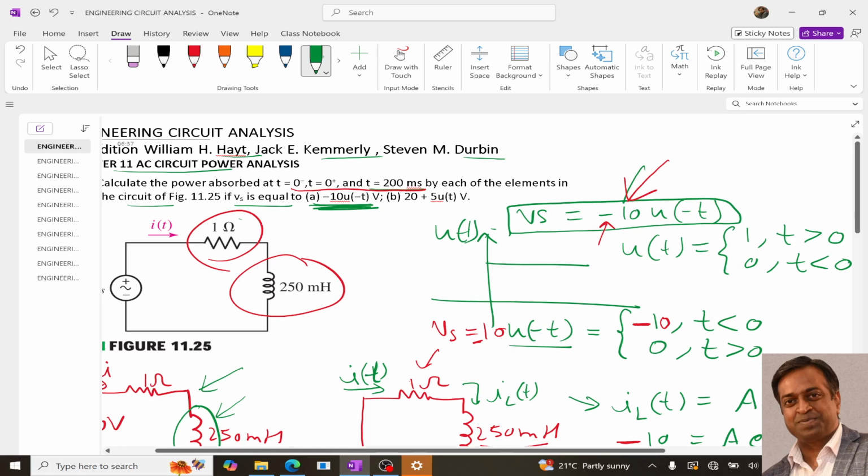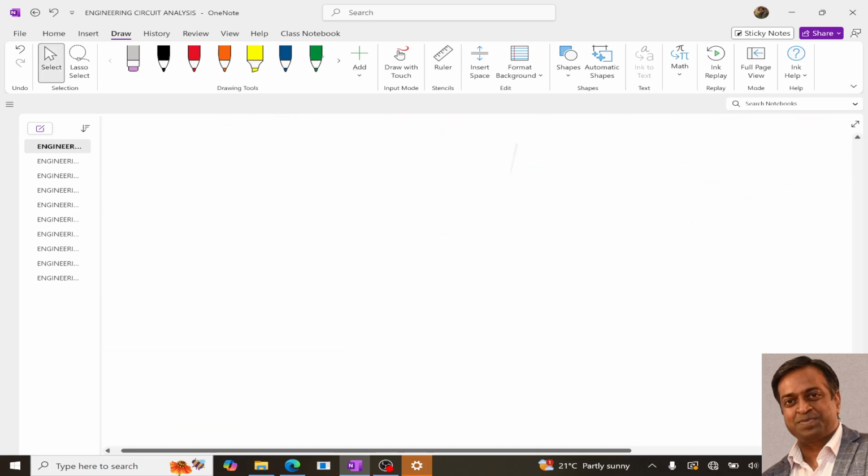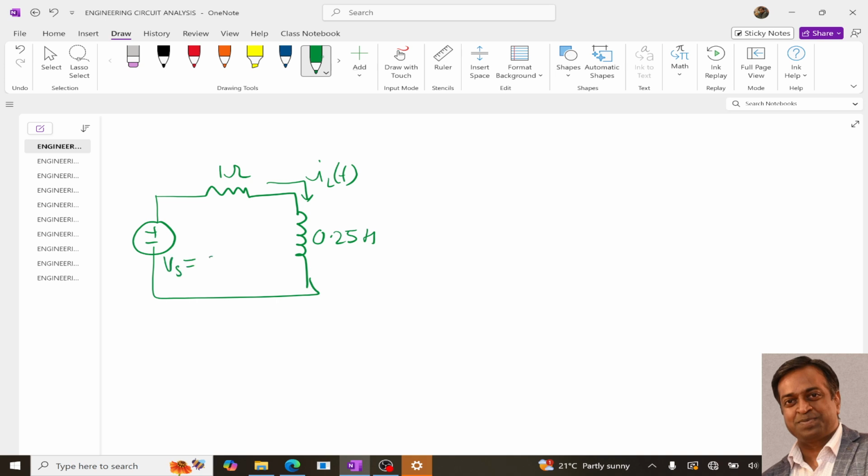Now the second part of the question says that if the value of this Vs is equal to this, let me redraw this circuit again. So if I redraw the given circuit, it is 0.25 H, 1 ohm, this is IL(t) or I(t), you can take anything, and Vs is given as 20 plus 5u(t), right?